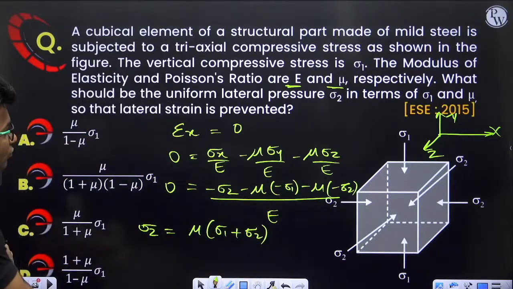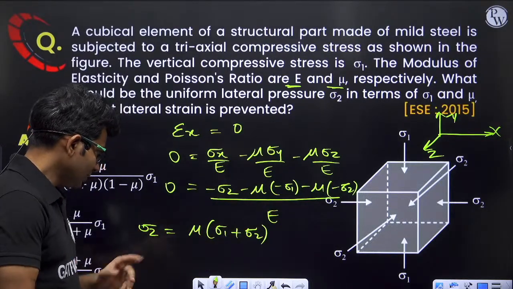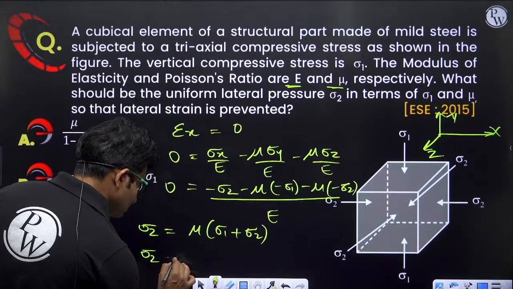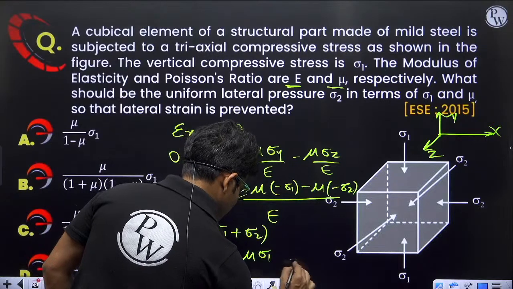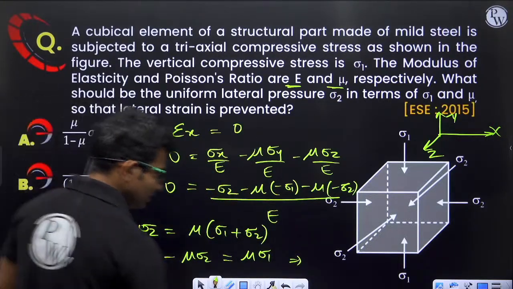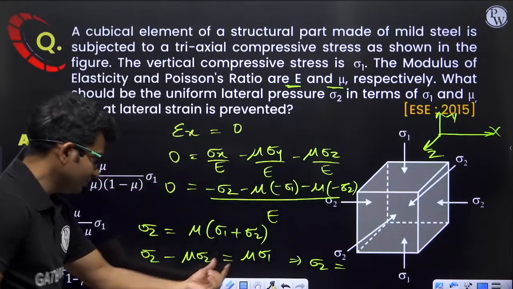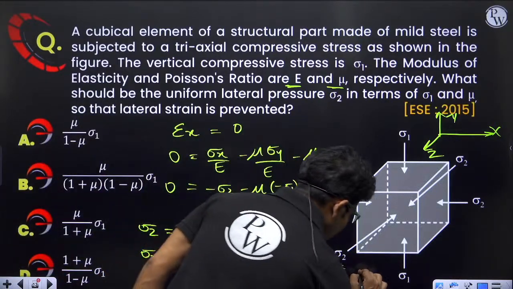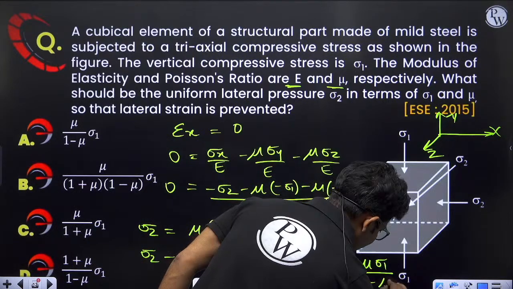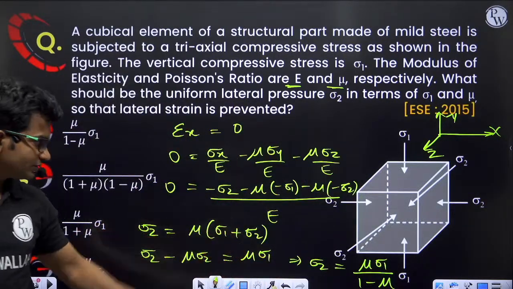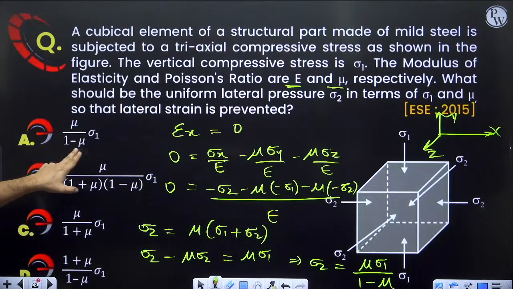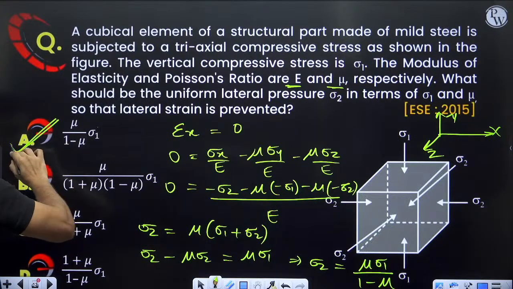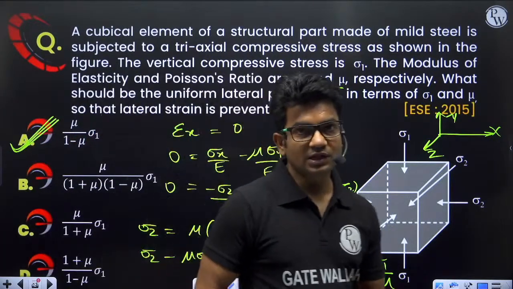Now we have to find sigma 2 in terms of mu and sigma 1. So sigma 2 minus mu sigma 2 will be equal to mu sigma 1. From here sigma 2 can be taken common, and sigma 2 will be mu sigma 1 divided by 1 minus mu. So this is the value of sigma 2: mu sigma 1 upon 1 minus mu. Correct answer is option A. Clear?